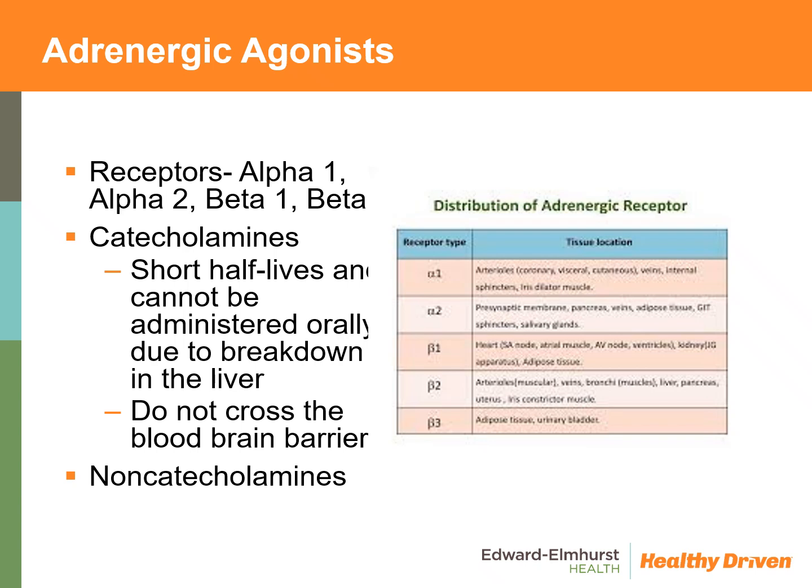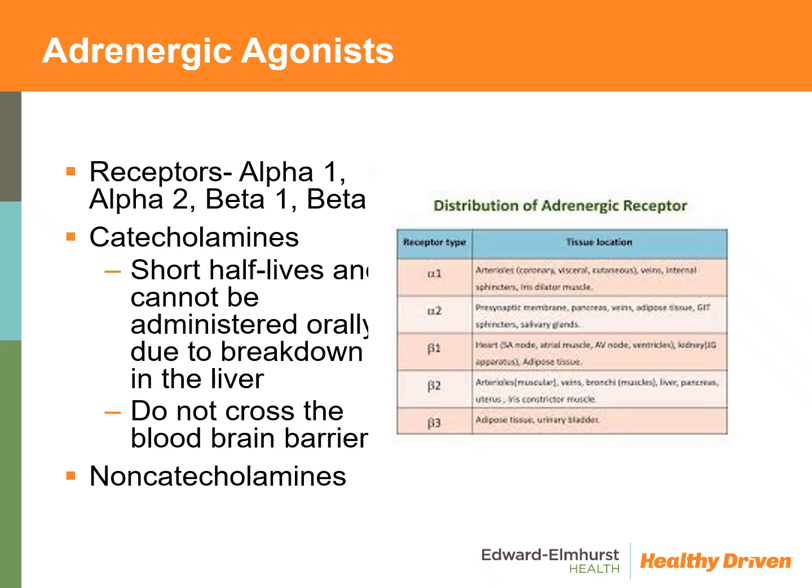So we've got our adrenergic agonists. Those affect the alpha-1, alpha-2, beta-1, and beta-2 receptors. They're catecholamines, so they have short half-lives and cannot be administered orally due to breakdown in the liver. And they do not cross the blood-brain barrier.